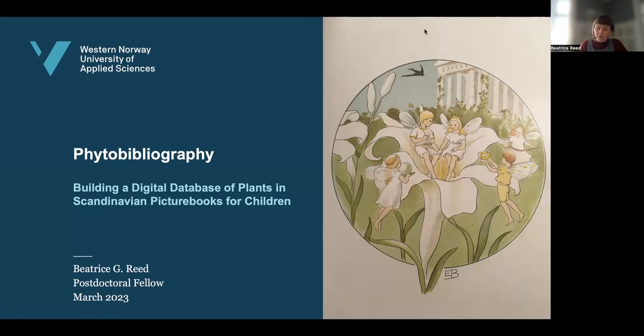And today I will present a central component of this project, which is the process of building a database of plant representations in picture books. So first, I will briefly sketch out the motivation for developing such a database. Then I will give a short description of the database design. And finally, I will address some of the challenges I stumbled upon during the process of designing the structure and collecting the corpus.